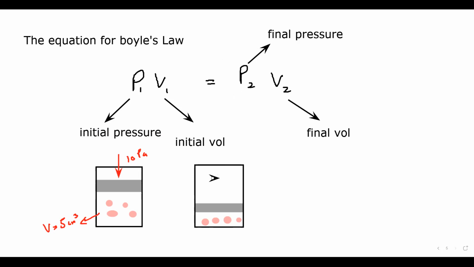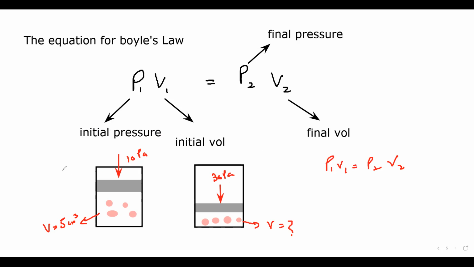For example, the new pressure: originally it was 10 Pascal, now we made it 30 Pascal. So the question is, what is the new volume? So how to solve this question? It is simple, P1 V1 equals P2 V2.